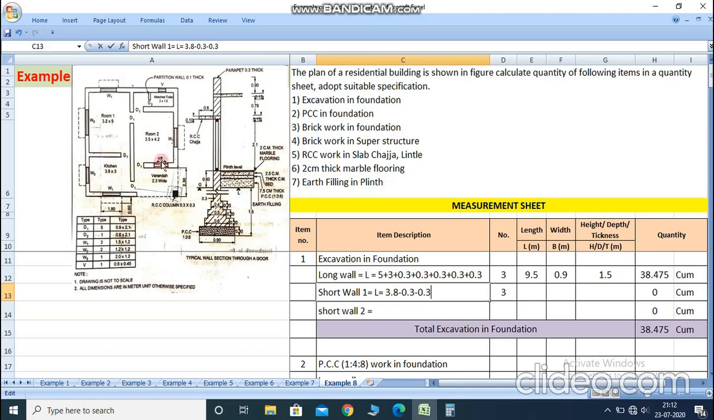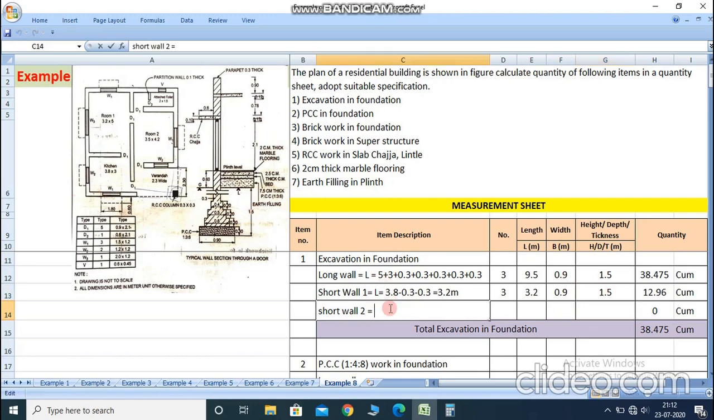So for the short wall, 3.8 minus 0.3 minus 0.3 is equal to 3.2 meter total length. So 3.2 meter is the length of the short wall excavation. Now the width of the excavation is 0.9 meter, already given in the figure. Then the depth of the excavation is already given in the section part, so here 1.5. We take it from the section part.